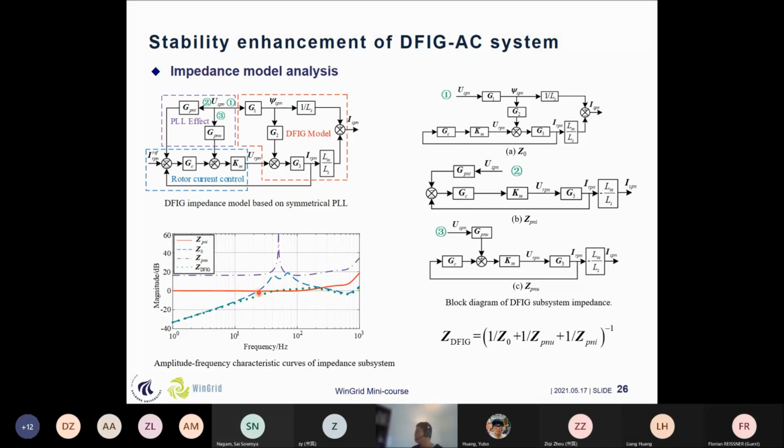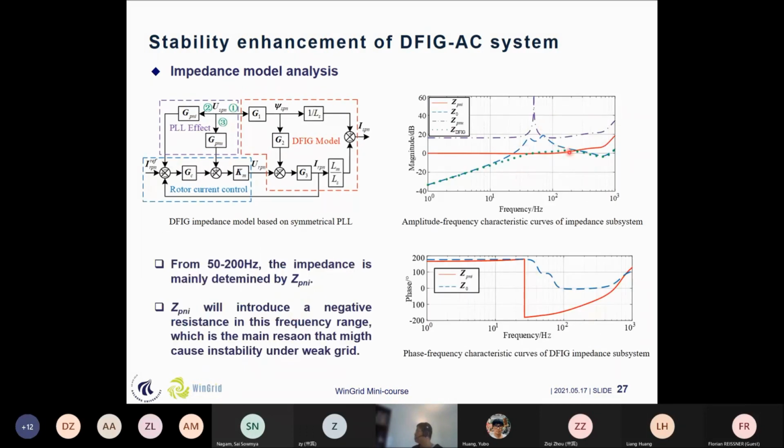And the smallest impedance in this parameter, you can see that the reason why these two are matched together is because this is very small. So it tells us that if we want to make a further simplification of the impedance characteristic, we can just use the GPNI to represent the whole DFIG impedance. So you can see here that this is the phase characteristic of this impedance. We can see that if we don't consider the PLL effect, it will not have negative resistance characteristic. But if we consider it, you can see it has some negative resistance.